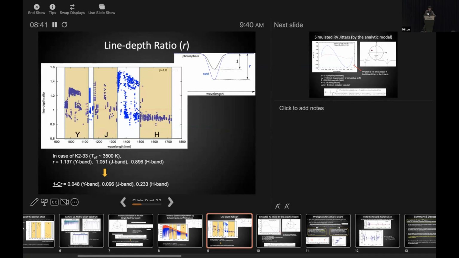And in the case of K233, the mean value of R was about 1.1 in the Y band, but R was about 0.9 in the H band. And if we combine R with the continuum contrast C, 1 minus CR, which determines the magnitude of alpha jitter, was about 0.05 for the Y band, but it becomes 0.23 in the H band.